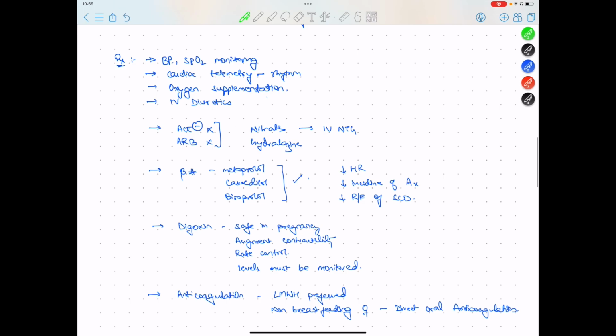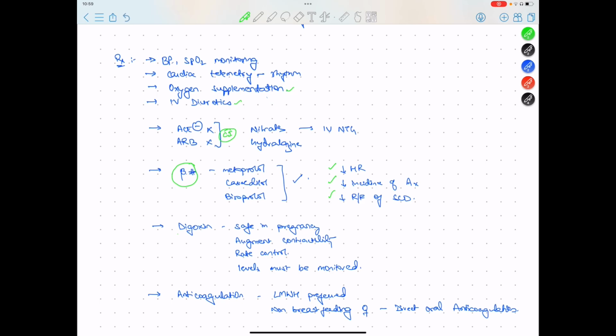Treatment is just like the treatment of any heart failure, oxygen supplementation as well as IV diuretics. But ACE inhibitors and ARBs are contraindicated in pregnancy, so in place of them, we use nitrates and hydralazine. And beta blockers are safe in pregnancy, especially they decrease the heart rate, they decrease the incidence of arrhythmia, and they decrease the risk of sudden cardiac death.